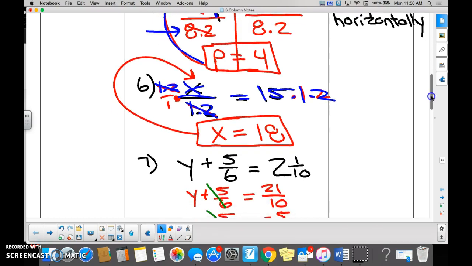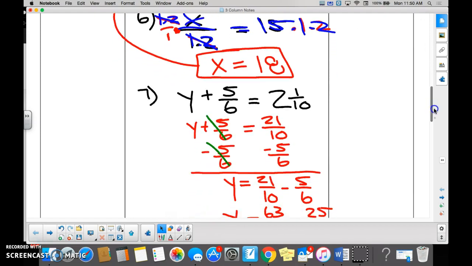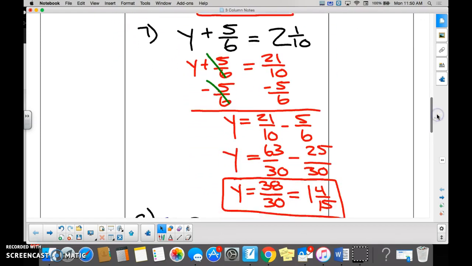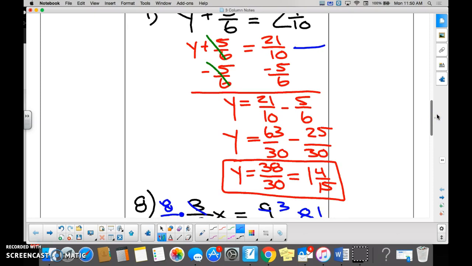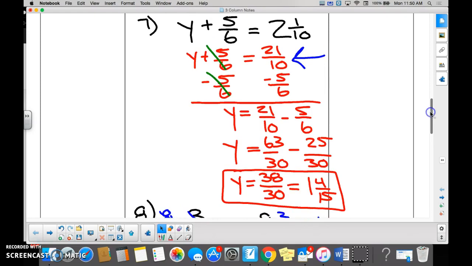Number 7. This was a lot of steps on this one. First thing we're going to do is change that mixed number to an improper fraction. Yes or no? Yes. So here you go. Step 1, we change the mixed number to an improper fraction. Then we solve. We're getting the variable alone, so we subtracted 5/6 from both sides.